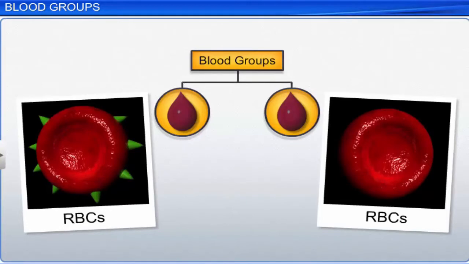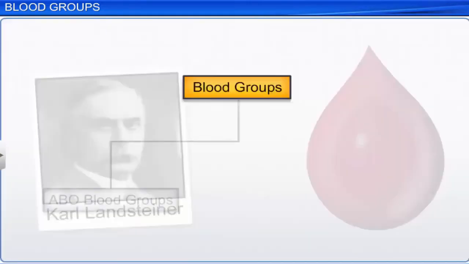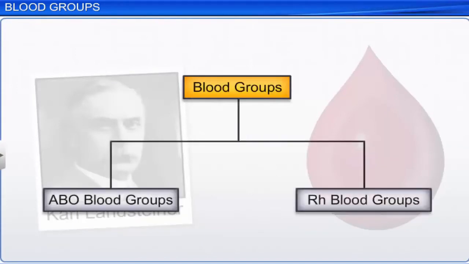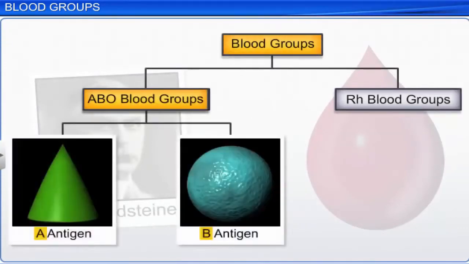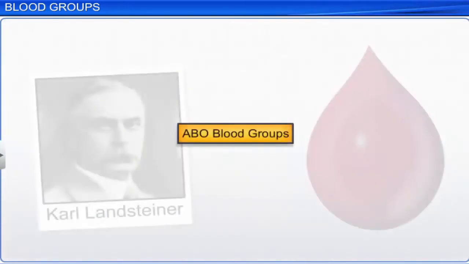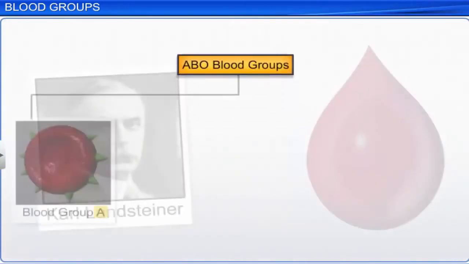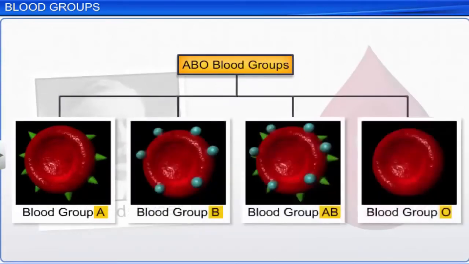Based on these differences, Karl Landsteiner categorized blood groups into the ABO and Rh blood groups. The ABO blood groups are differentiated based on the presence or absence of antigens A and B on the RBCs, while the Rh blood groups are differentiated based on the presence or absence of the Rh antigen on the RBCs. The different ABO blood groups are referred to as blood group A, B, AB, and O.